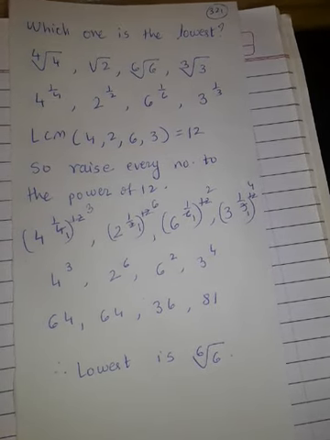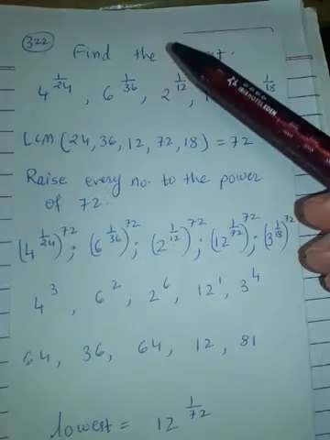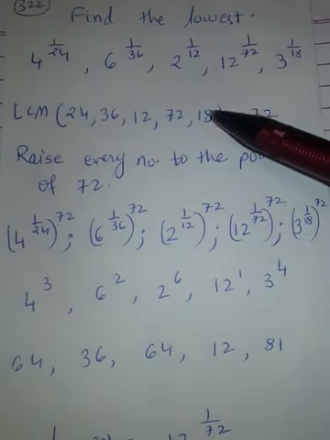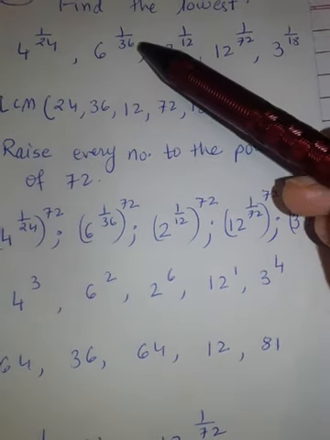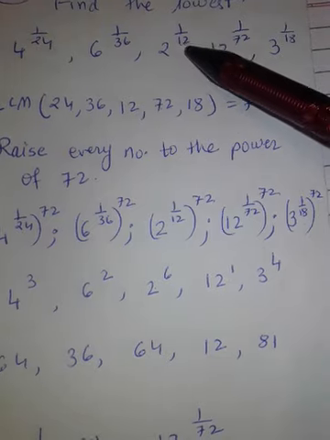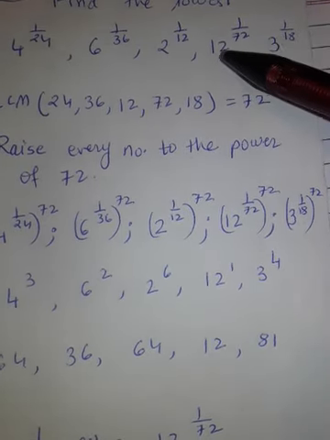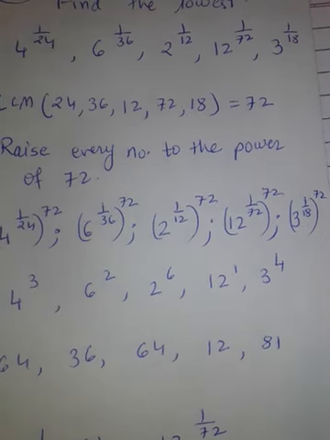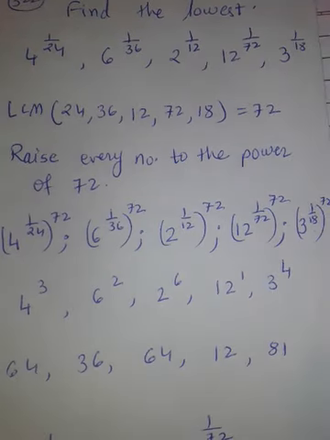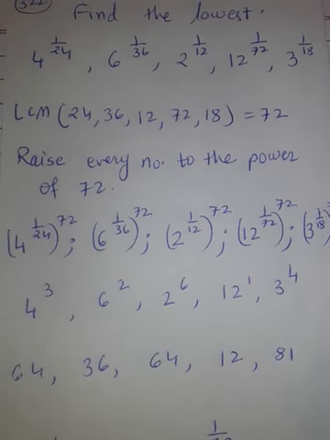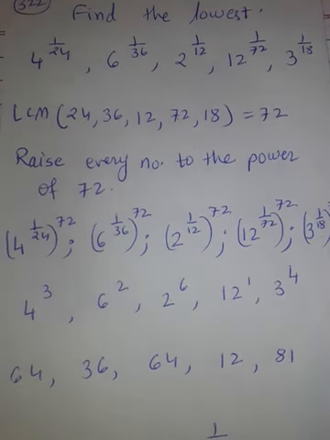We are going to solve one more similar sum. So let's solve it. Find the lowest of 24th root of 4, 36th root of 6, 12th root of 2, 72nd root of 12 and 18th root of 3. They are all surds. We won't be able to find their value, but nobody is asking us their value. We just need to know which one is the lowest.